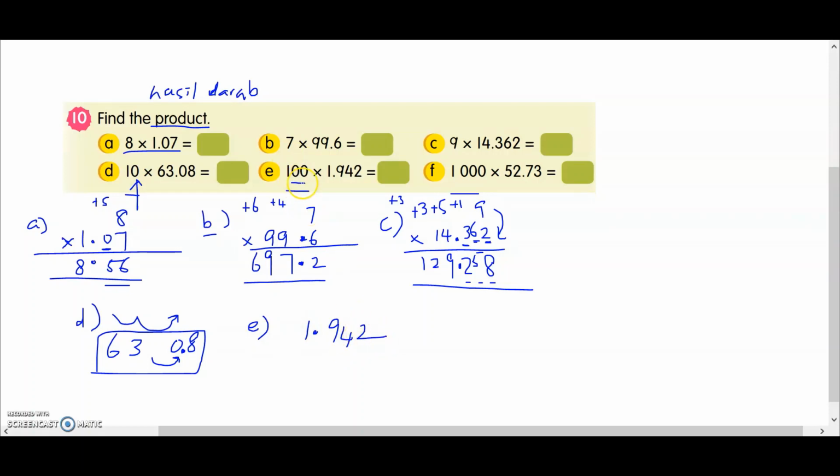Okay, for E, 1.942. Okay, we times 100. There are 2 zeros in 100, so we move 2 times to the right. Okay, we move to the right because we times. So 1, 2. So now the point is here between 4 and 2 and it's no longer here. So your answer is 194.2.